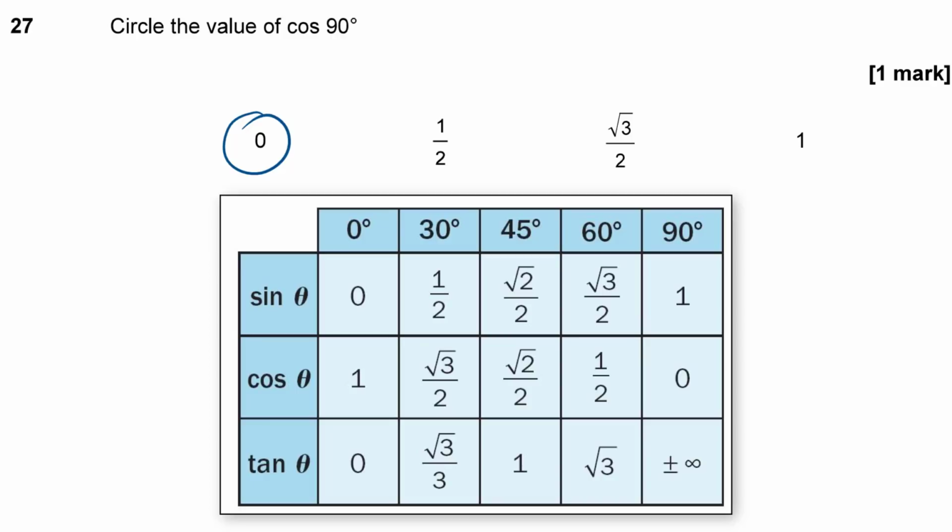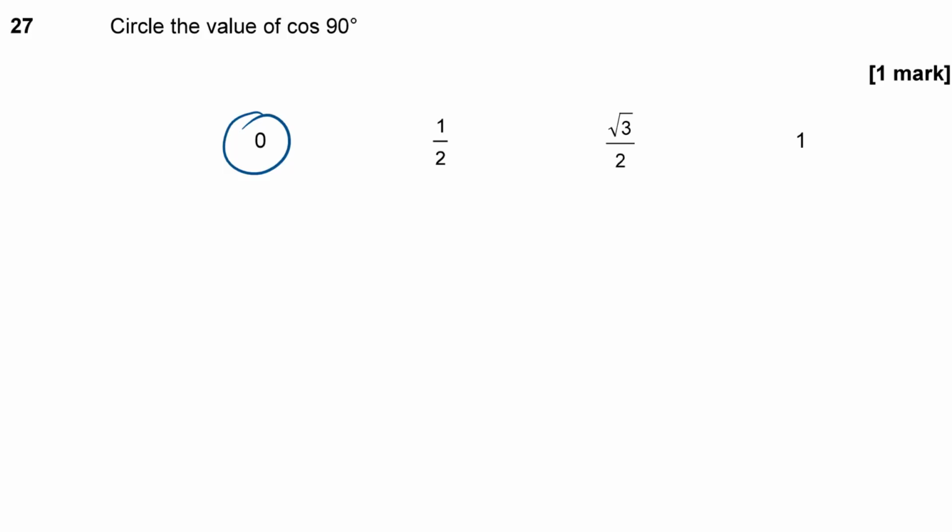It's one of those ones you'll have to make a flashcard for and look at regularly and test yourself on and see if you can memorize them all for the exam. It'd be a good idea just to double look at that card before you go in on the day, especially on the non-calculator paper, which is where they tend to test this. Okay, so anyway, cos 90 is 0.